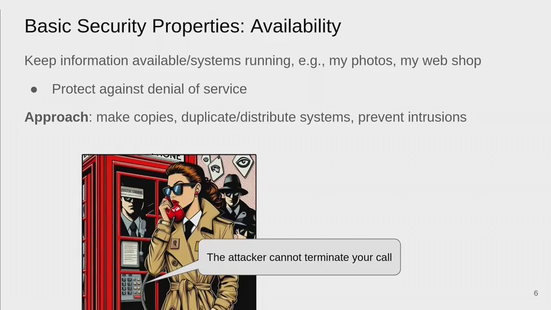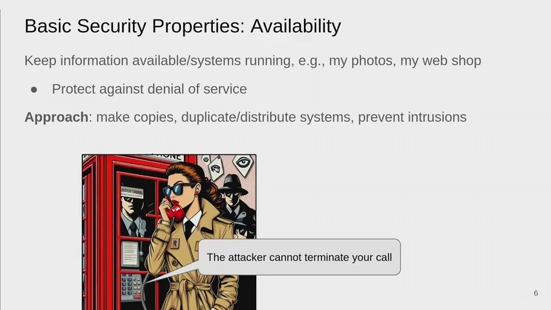So availability ensures that your services remain available. And this could be done by making copies. Again, you could replicate your service across different geographical regions, duplicate distributed systems, prevent intrusions, detect and relay traffic or whatnot. So here the example would be that the attacker cannot terminate your call. If you are in a call, you remain in the call, and the attacker is unable to do that.